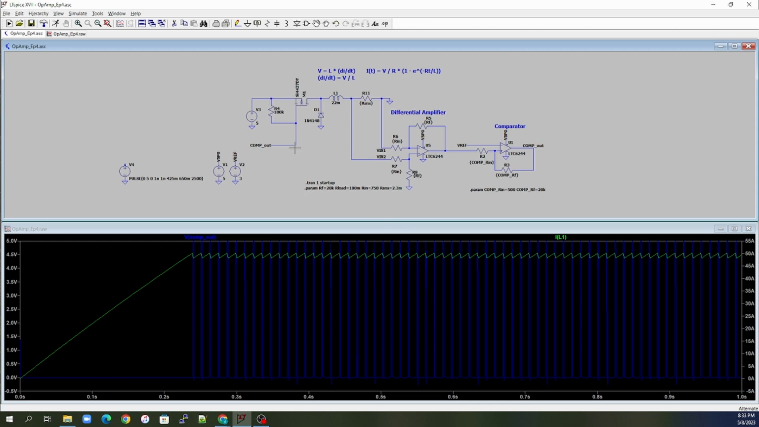So I hope you enjoyed this example of how to use a differential amplifier and a comparator to self-control a circuit to allow a constant current output to your system for some purpose that you want to run.